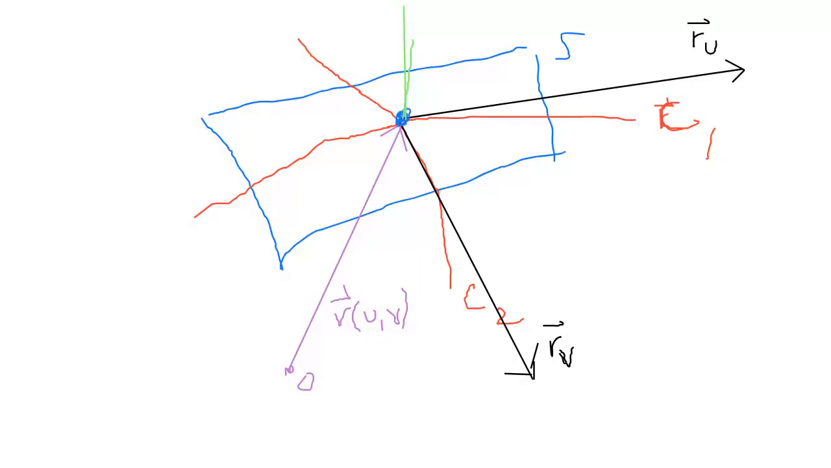Now, if you take the cross product of those two vectors, you're going to get a normal vector to the plane that contains those two tangent vectors.